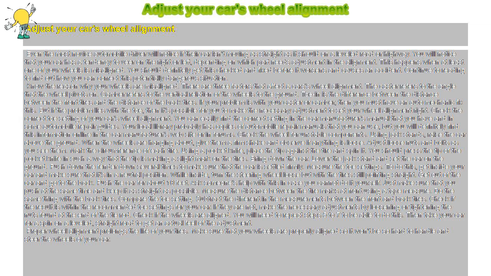Proper wheel alignment prolongs the life of your tires. Make sure that your wheels are properly aligned so it won't be so hard to handle and steer the wheels of your car.